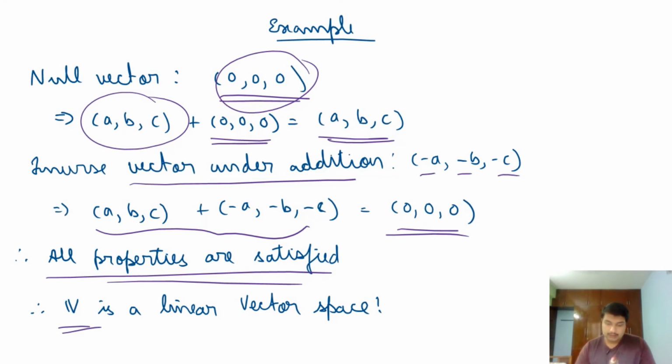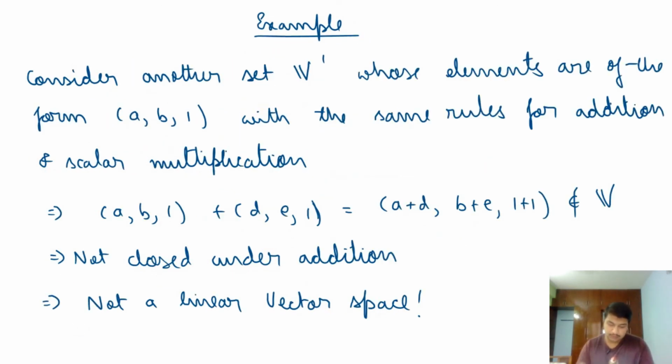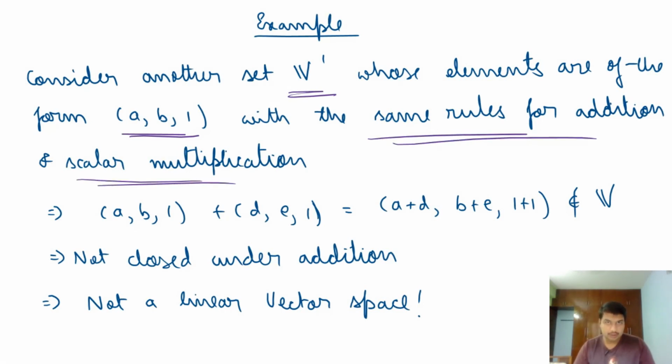Now, if the rules of addition had changed, or if I had defined the elements in a different way, then one or more of these properties would be violated, and then we would not have a linear vector space. So one such example is that if you consider another set V dash whose elements are of the form (A, B, 1), where the third element is always 1, and with the same rules for addition and scalar multiplication. So I am not changing the rules of addition and scalar multiplication here.